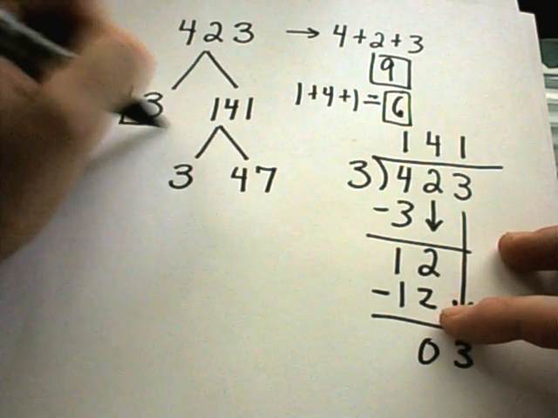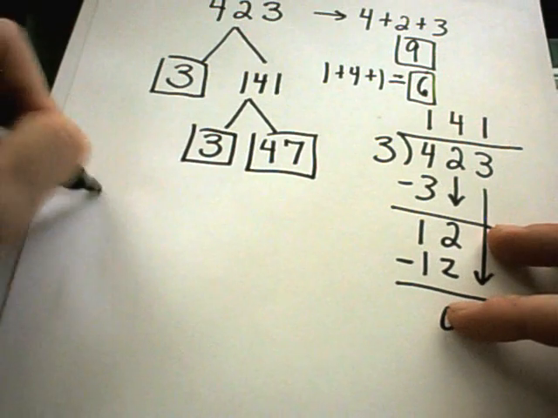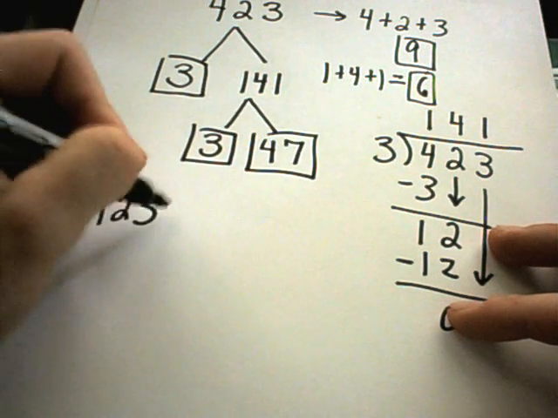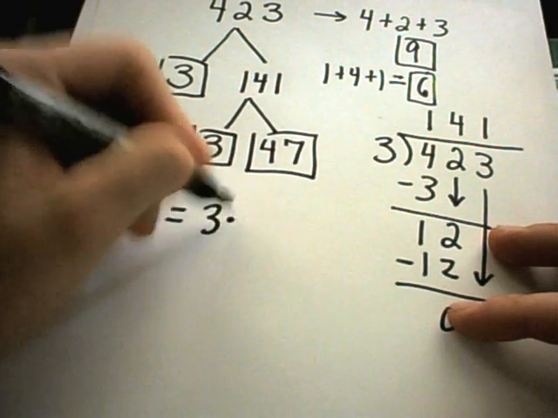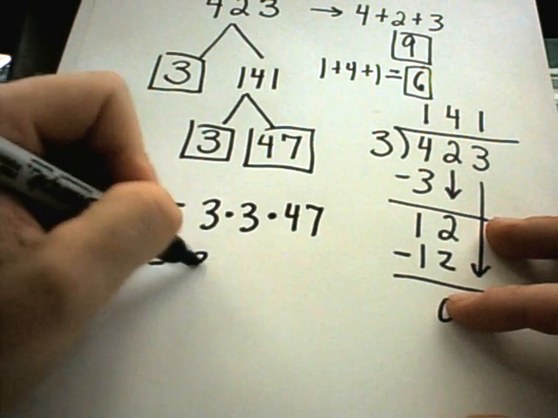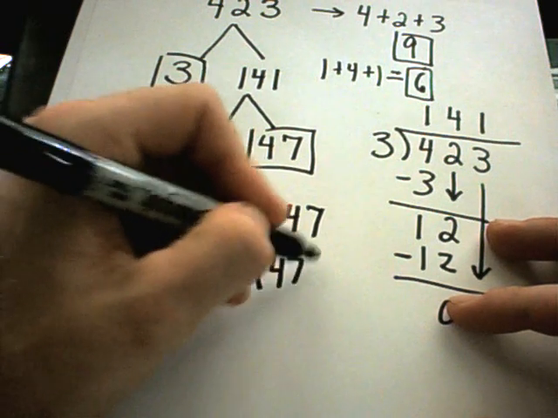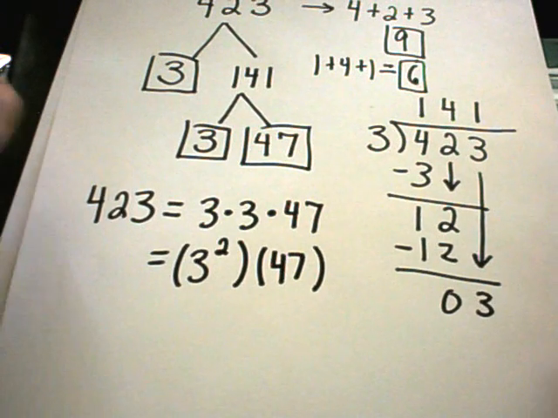So again, I take the numbers at the bottom of the branches. And it says that 423 is going to factor as 3 times 3 times 47, which we could write as 3 squared times 47. And again, that would be the prime factorization.